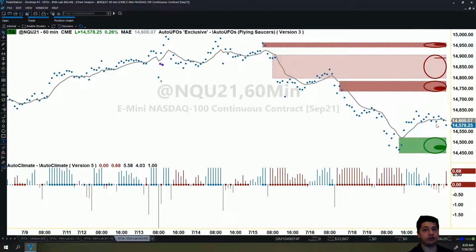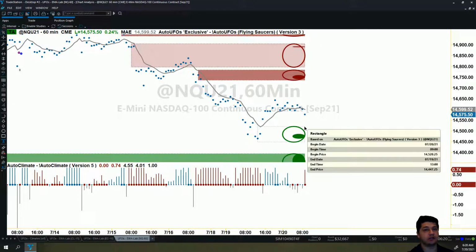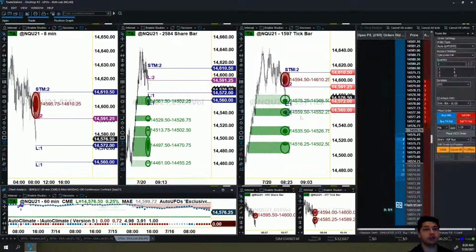Before we go any further, I do want to see if I have an opposing UFO on this larger 60-minute time frame, and yes I do. It's in this area here. I just simply want to click on it, see where it actually starts, and it starts at 14,520.25. So that would be our final target. So 14,520.